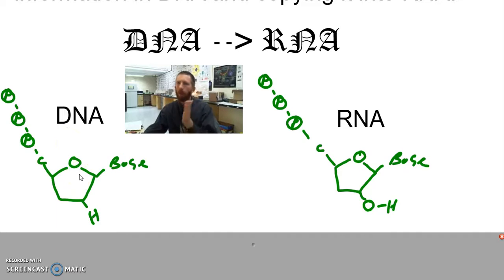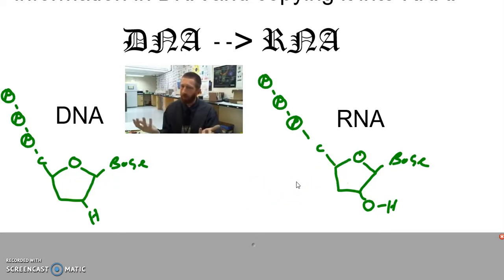Deoxyribose is a sugar, and ribose is a different sugar. Remember, ose means sugar, ase means enzyme. And so if we look at this number 2 carbon right here, we can see that DNA just has a hydrogen coming off of it, and that RNA has an oxygen and a hydrogen, an OH group, coming off of it. So deoxyribonucleic acid is missing 1 oxygen. That's why they're different. Now, coincidentally, this makes DNA more stable than RNA.